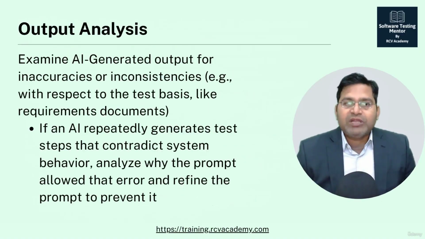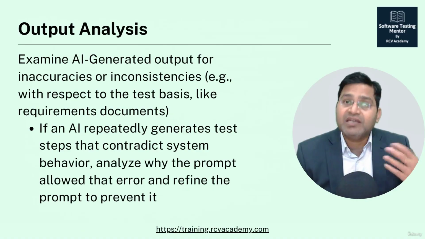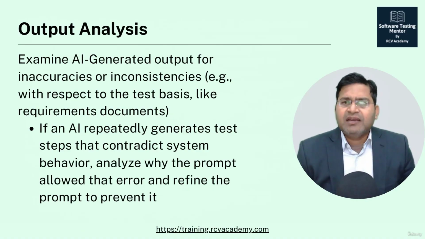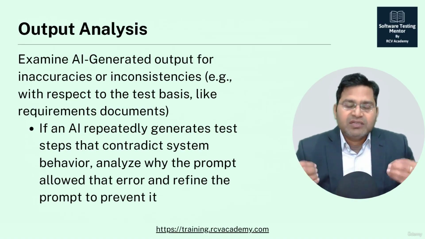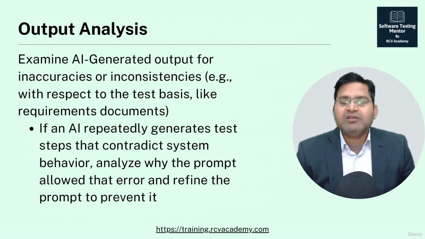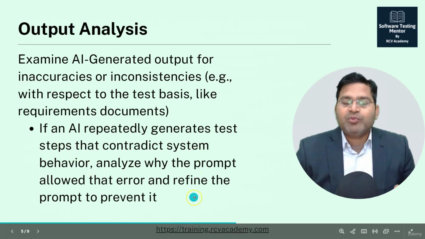Then we have the output analysis, wherein you examine the AI generated output for any inaccuracies or inconsistencies compared to your test basis or requirement document, user stories. Is the AI generating output which is relevant? So if an AI repeatedly generates test steps that contradict system behavior, analyze why the prompt allowed that error and refine the prompt to prevent it.